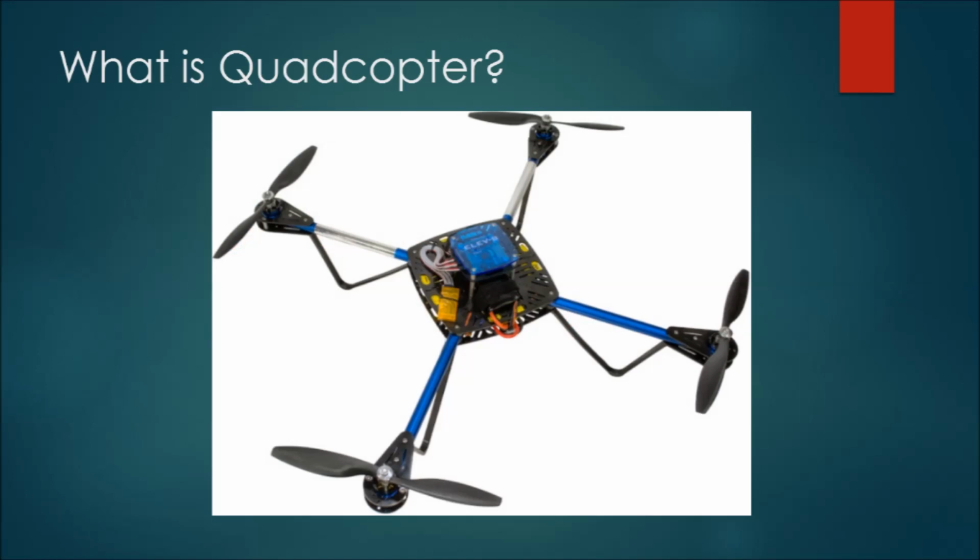So what is a quadcopter? A quadcopter is a multi-rotor helicopter that is lifted and propelled by 4 rotors. So what are the important components and its functions?